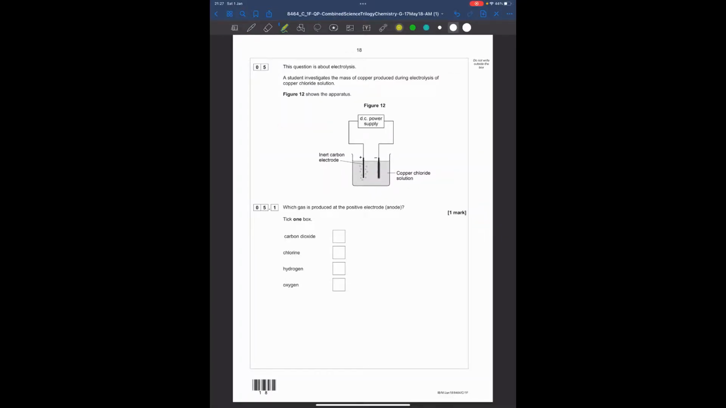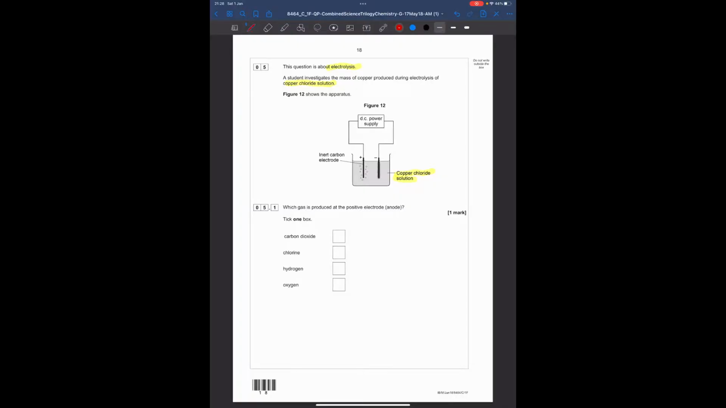Okay, so moving on to question 5 then. This question is about electrolysis. A student investigates the mass of copper produced during electrolysis of copper chloride solution. Figure 12 shows the apparatus. So you've got your power supply, you've got your electrodes, and we're using copper chloride solution. So what gas is produced at the positive electrode?